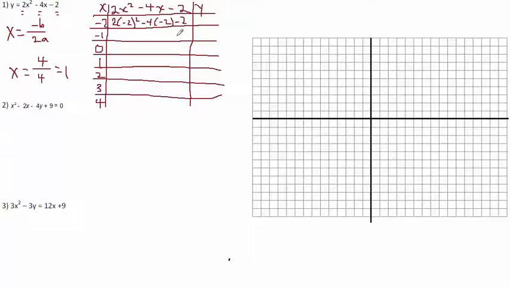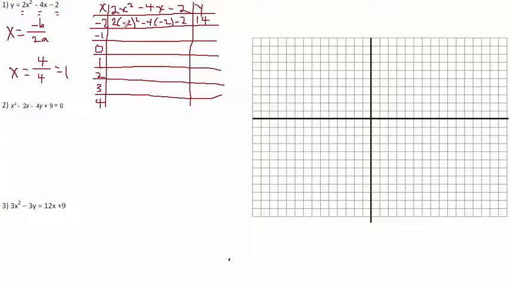Okay, so let's plug in this, and I'll do this in my head. Negative 2 squared is 4, so the whole term is 2 times 4, which is 8. 8 minus, well, this is negative 4 times negative 2 is positive 8, so that's 8 plus 8, which is 16, minus 2 is 14.